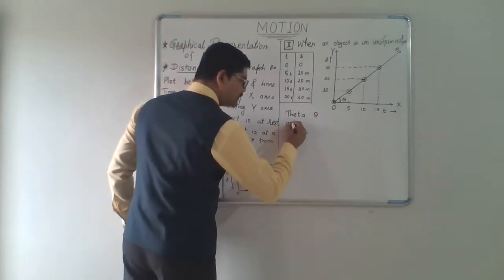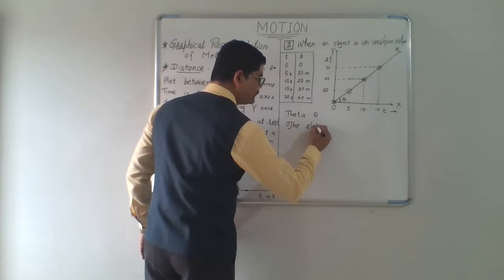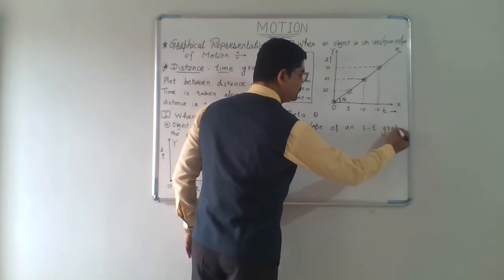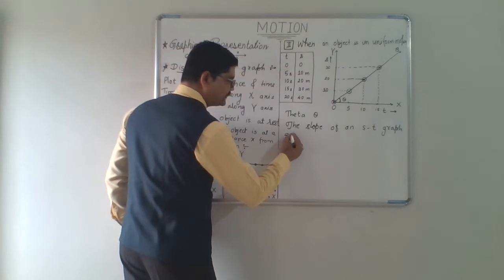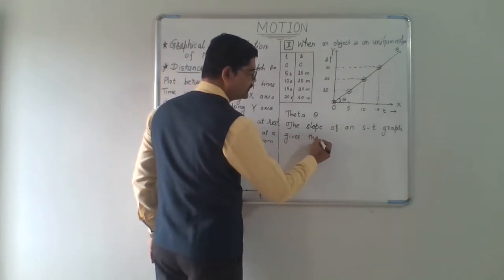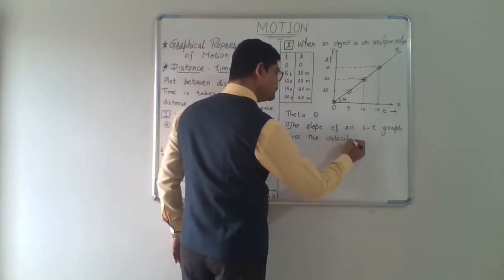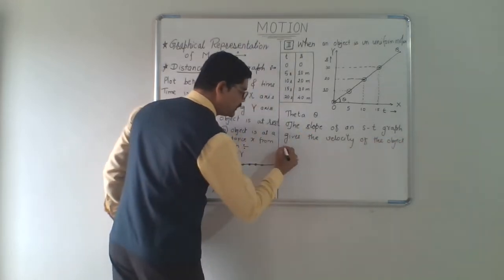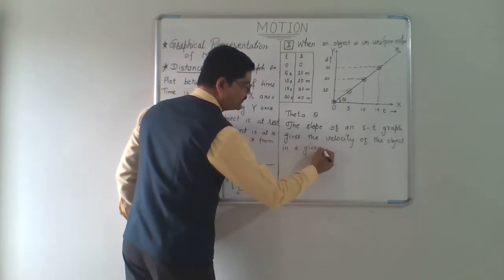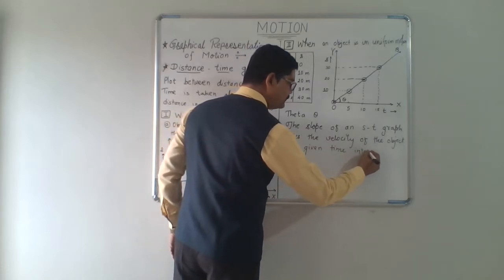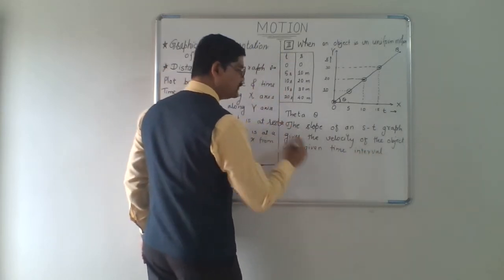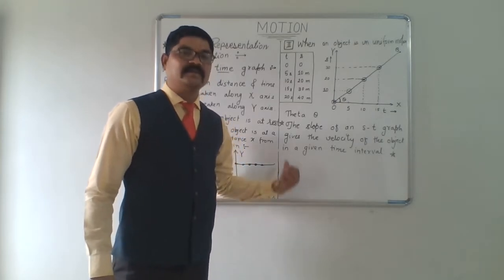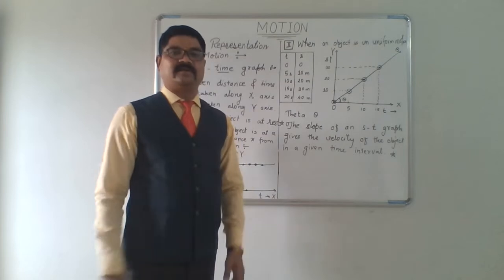And importantly, the slope of an ST graph, or position-time graph, gives us the velocity of the object in a given time interval. You put a star to this, repeat this twice, thrice, 4 times, that the slope of an ST graph gives the velocity of the object in the given time interval.